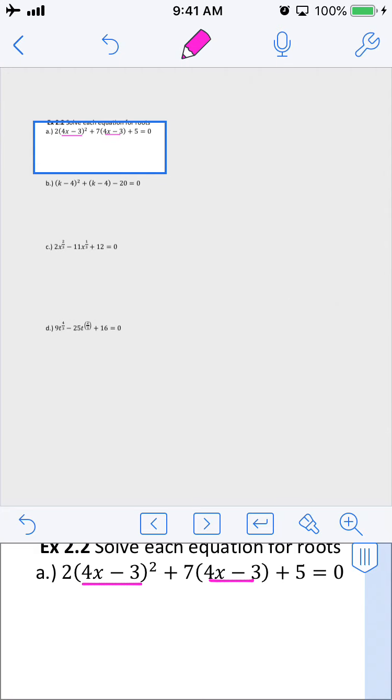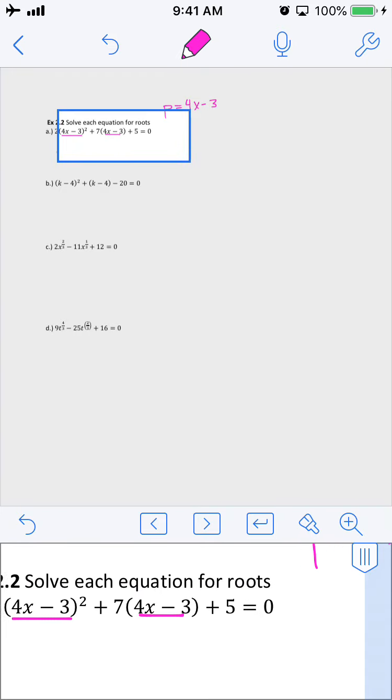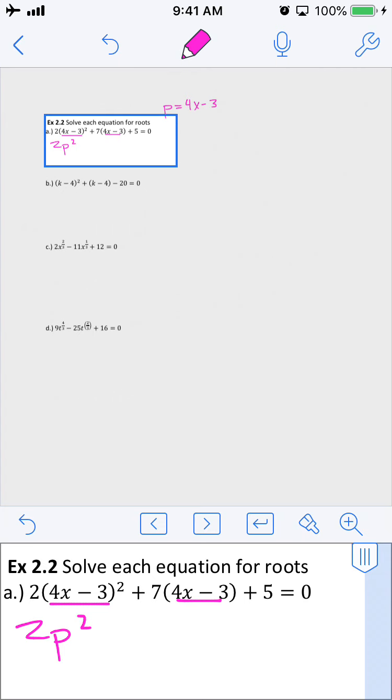But instead, why don't we just rearrange this and take the ugly part out? I'm so sick of y, we're going to do p. p is equal to 4x minus 3. That thing that is almost quadratic, but it's kind of in the way, so we're going to get it out. 2p squared plus 7p plus 5 equals 0. Seriously, think way back to chapter 4. It's just a substitution. I am substituting out p for this thing. So powerful, and yet so overlooked.